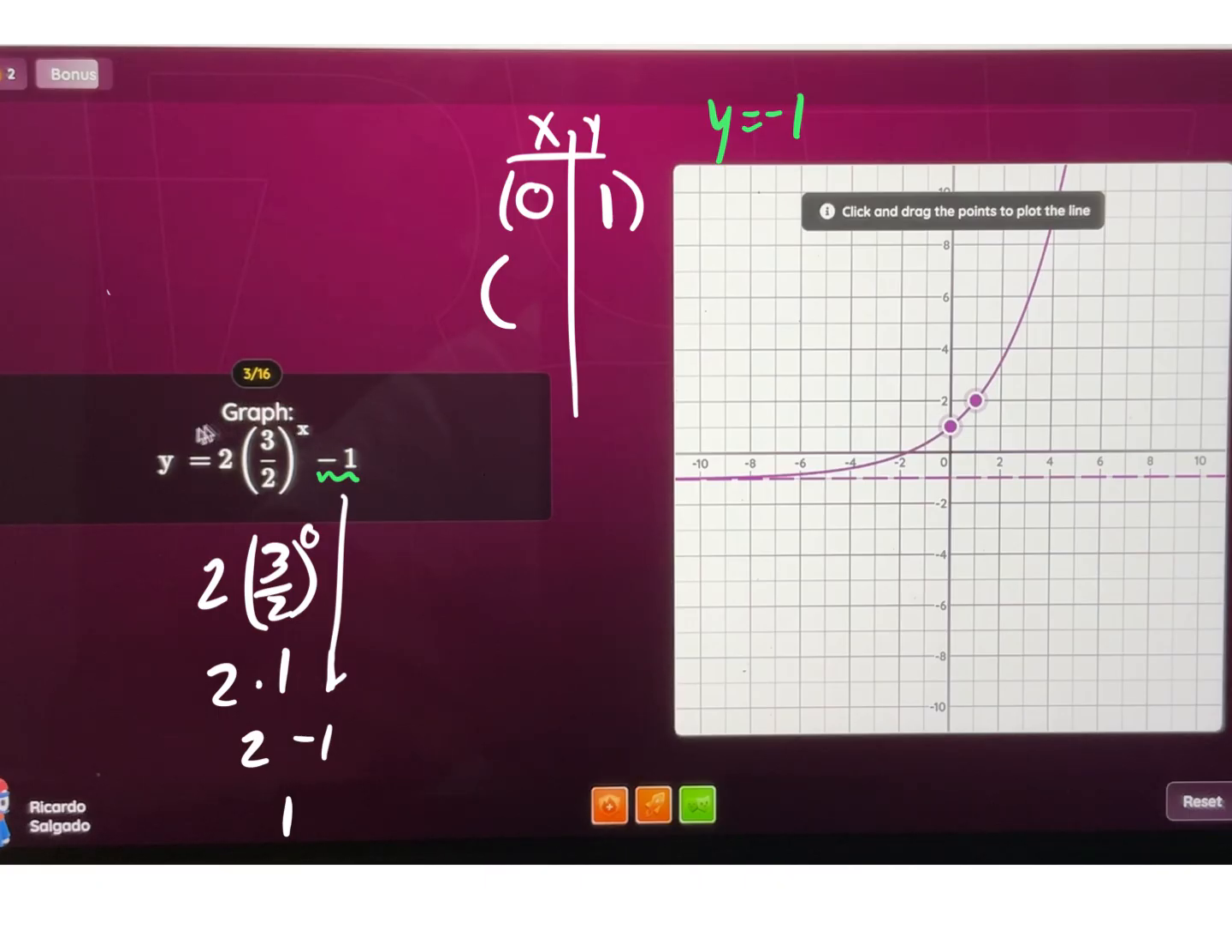Plug in the 0 right there into the whole thing, and it should give you 1 as an answer. After you plug in 0, you get out a 1. After you plug in 0, plug in a 1.